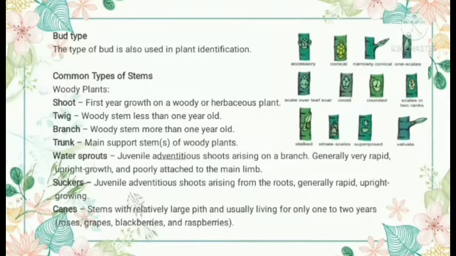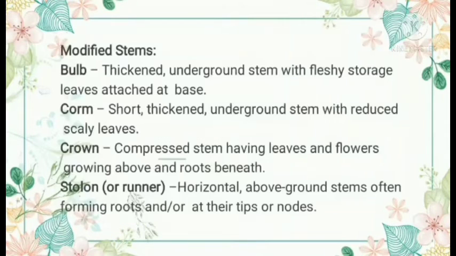Then the trunk is the main support of a woody plant. A water sprout is a juvenile adventitious shoot arising on a branch, generally with very rapid upright growth and poorly attached to the main limb. A sucker is an adventitious shoot arising from the roots, generally rapid and upright growing. Canes, the last one, are stems that are relatively large and live for one to two years. Examples are grapes, blackberries, and raspberries.